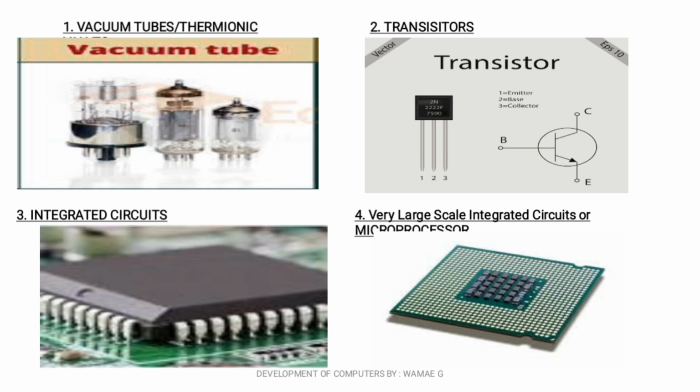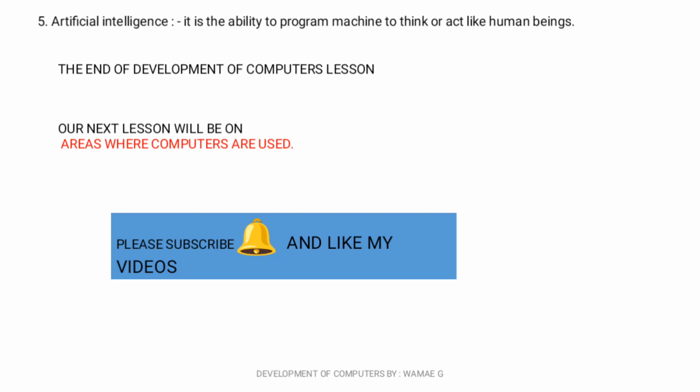Now a microprocessor is full of so many transistors put together, actually millions of them, but they are put together to create one thing, that is a microprocessor. Then lastly, we have what we are calling artificial intelligence. It is the ability to program machines to think or act like human beings.